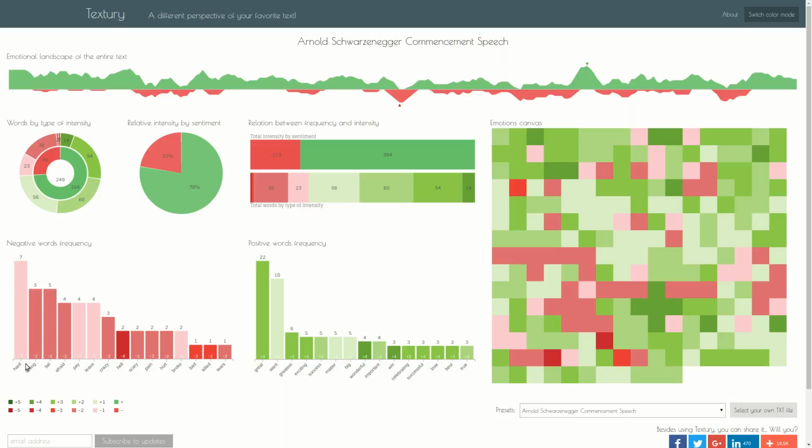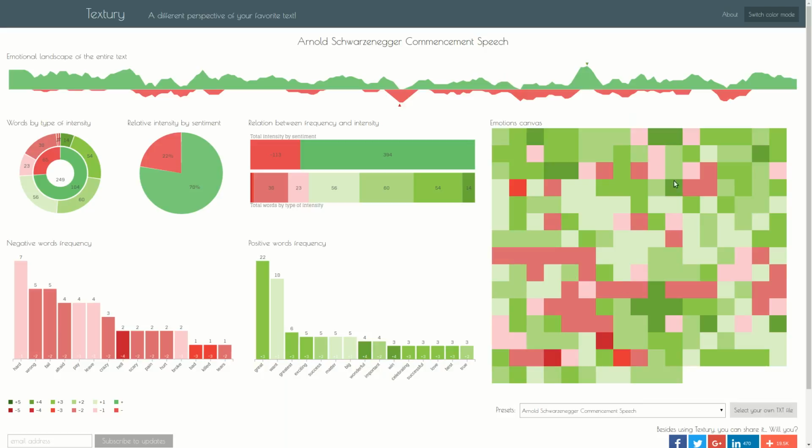Among the most used negative emotional words is hard, used 7 times, wrong 5 times, and their intensities. So Arnold uses hell 2 times, which is a pretty strong negative emotional word. On the other hand, we have 22 times the word great is used, which is a +3 word, which means it's kind of a strong positive word. Want 18 times, and among the stronger words are wonderful and win.